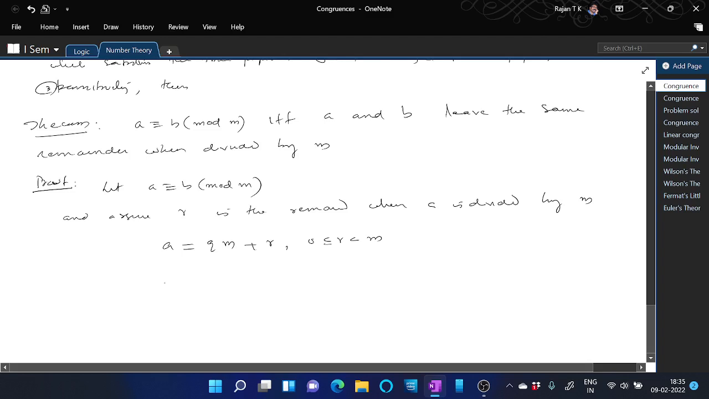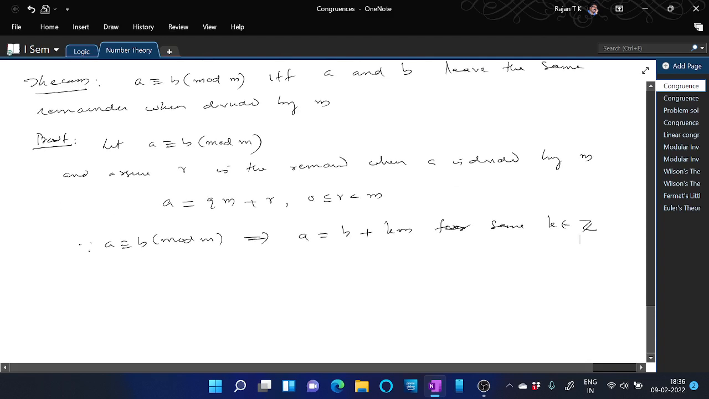Then, since A is congruent to B mod M, by the definition or by the result that we got earlier, A congruent to B mod M implies A is equal to B plus Km for some K in the set of integers. A is equal to B plus Km.